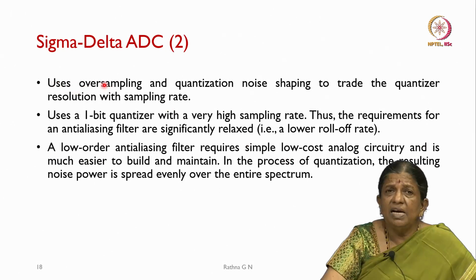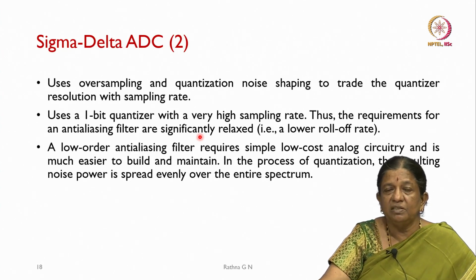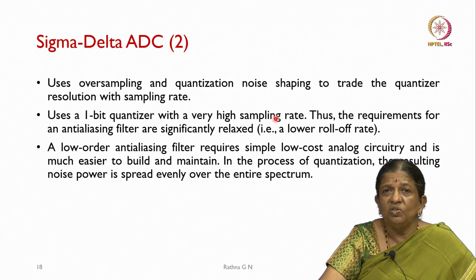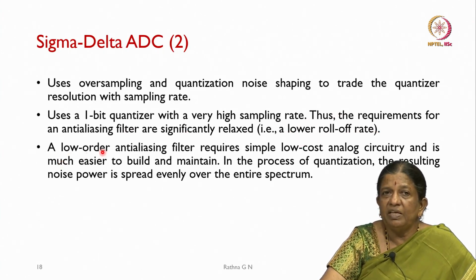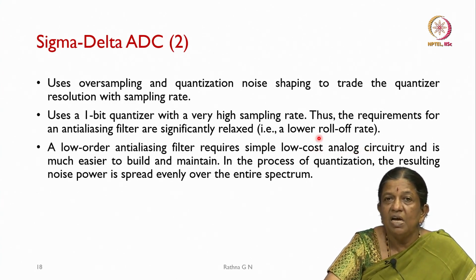Coming to its usage, we use oversampling and quantization noise shaping to trade quantizer resolution for sampling rate. We sample at a high sampling rate and use a 1 bit quantizer, thus the requirements for an anti-aliasing filter are significantly relaxed. We know that the anti-aliasing filter has to be designed in the analog domain, and we know the disadvantage of filter construction there. So, we provide a lower roll-off rate for the anti-aliasing filter. A low order anti-aliasing filter requires simple, low cost analog circuitry compared to the complicated one needed for a fast roll off, and is much easier to build and maintain for longer periods.